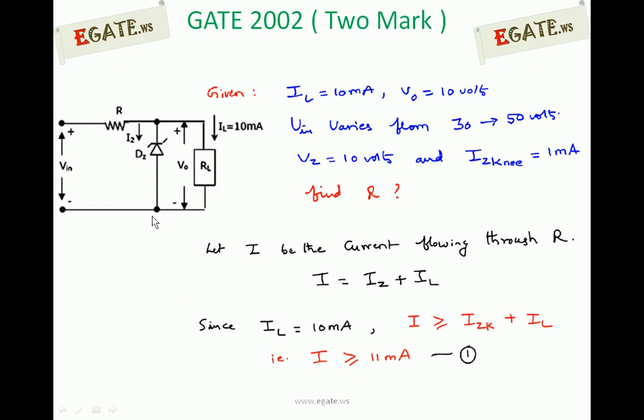At minimum, the current flowing through the Zener diode is the Zener knee current, plus the current flowing through the load; the total must be flowing through this R resistor. So the current flowing through it is going to be a minimum of IZ minimum plus IL, or it can be more than that. So I should be greater than or equal to 11 milliamperes, because IZ knee is 1 milliampere and IL is 10 milliamperes. So the current flowing through resistor R must be greater than or equal to 11 milliamperes. This is a standard equation we can get from the circuit diagram, and it is going to be used to calculate the value of R.